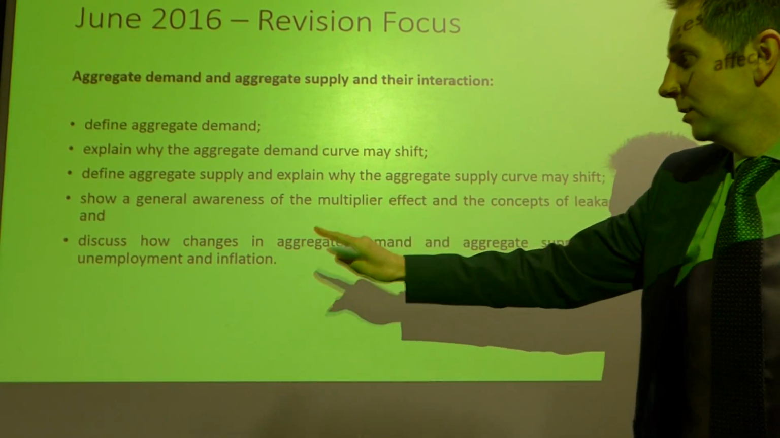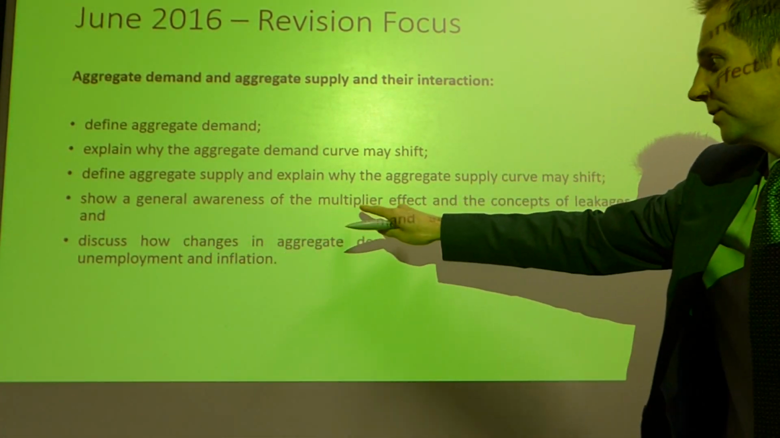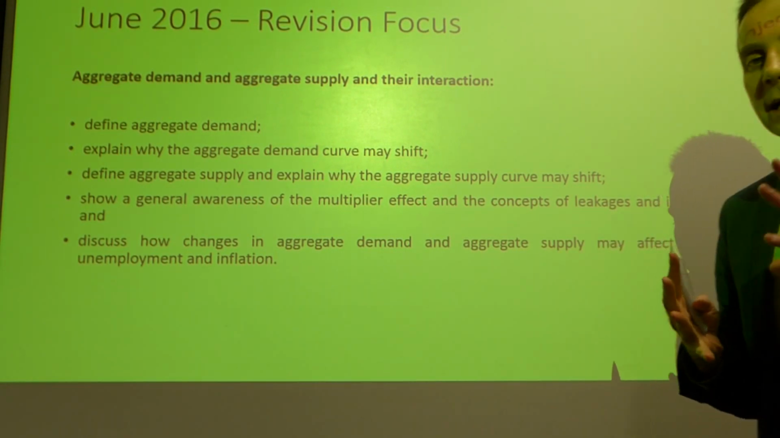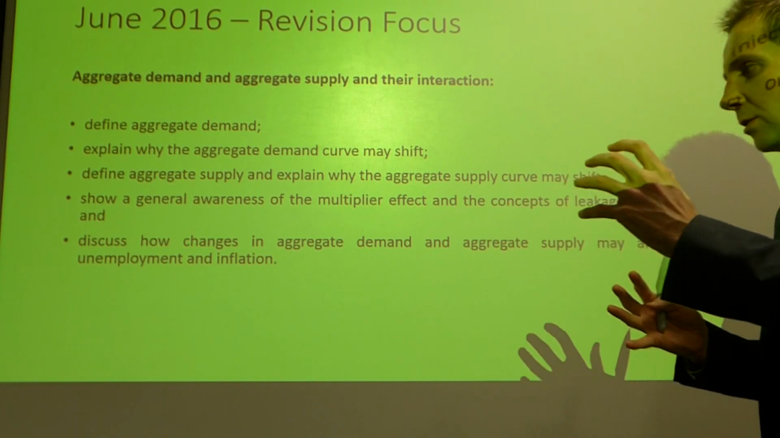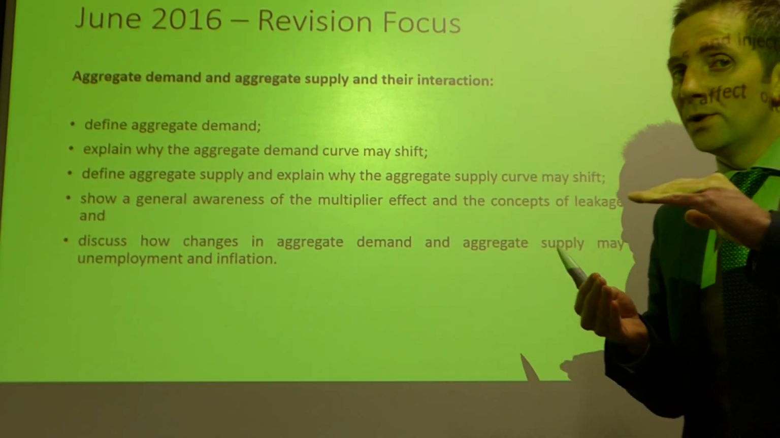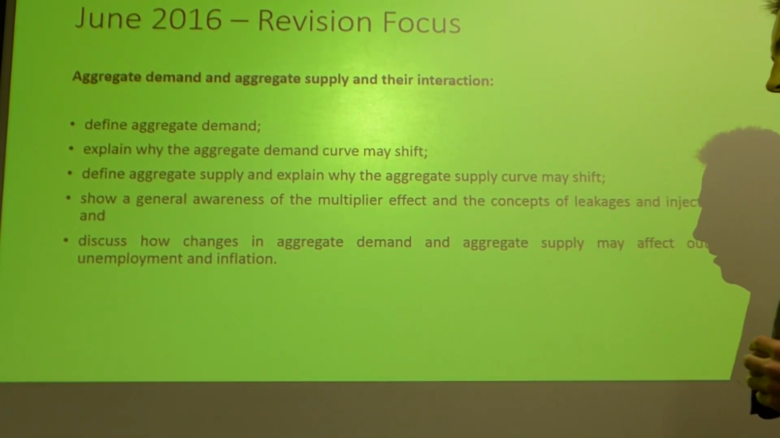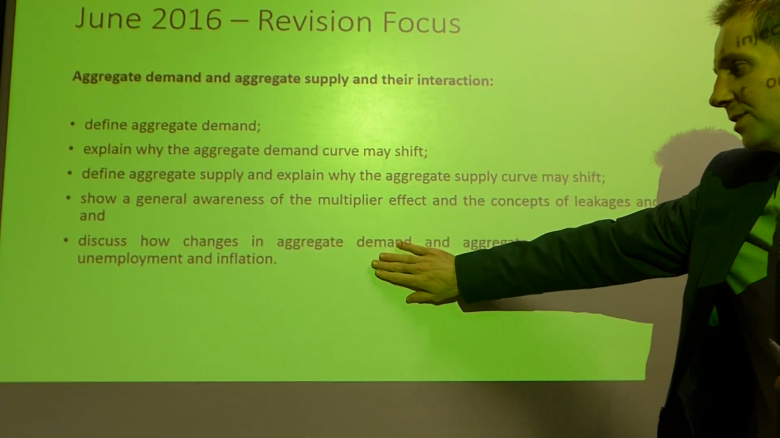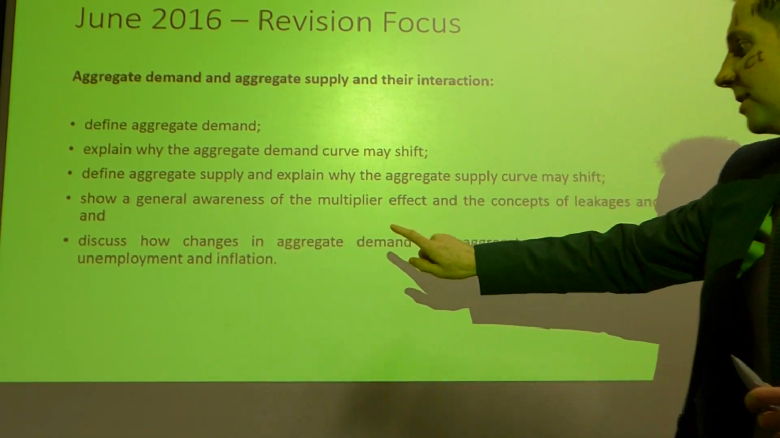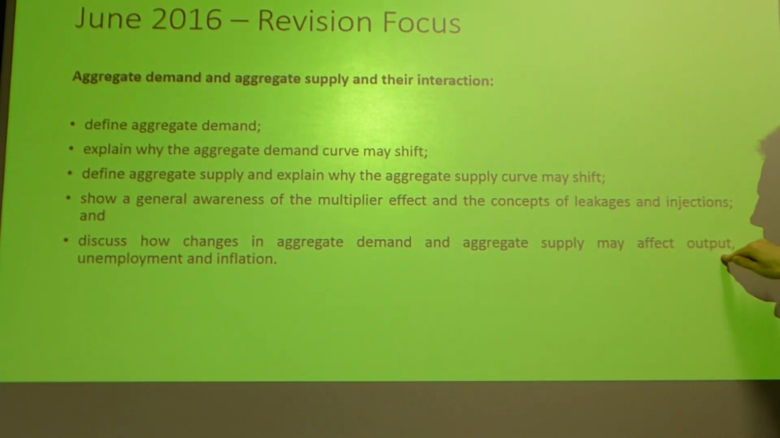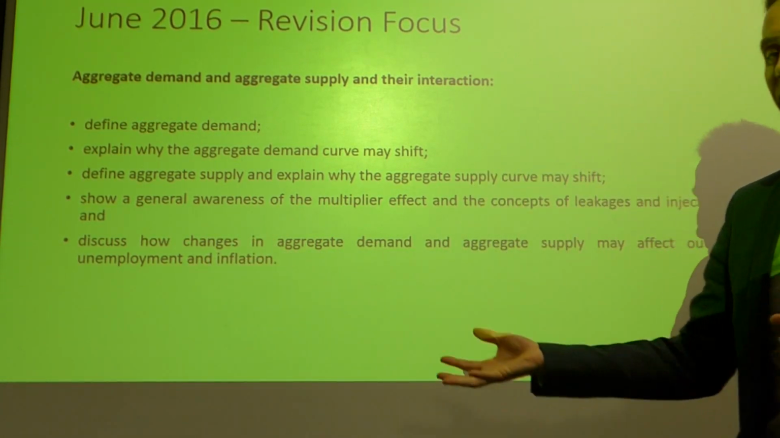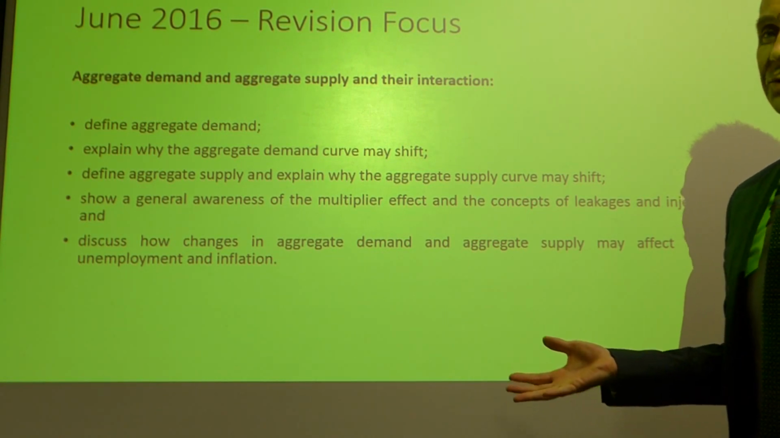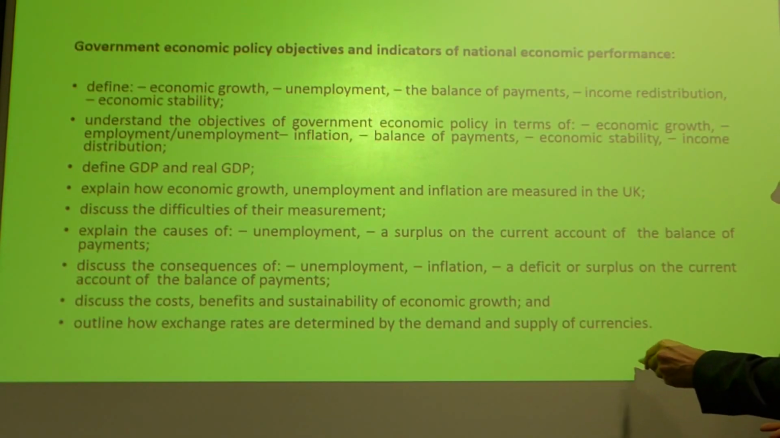Now here's one which I think you really need to look at. Show a general awareness of the multiplier and the concepts of leakages and injections. So this whole relationship between injecting money into an economy or pulling money out, remember the multiplier can work in a positive and a negative direction, very important issues. And then finally, here's a potential essay question. Discuss how changes in aggregate demand and aggregate supply may affect output, unemployment and inflation. Now that's simply lifted straight off the specification, and that would be a tremendous essay, wouldn't it, ladies and gents, if you got that?